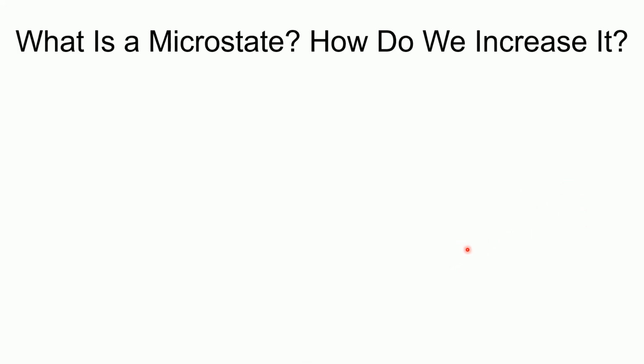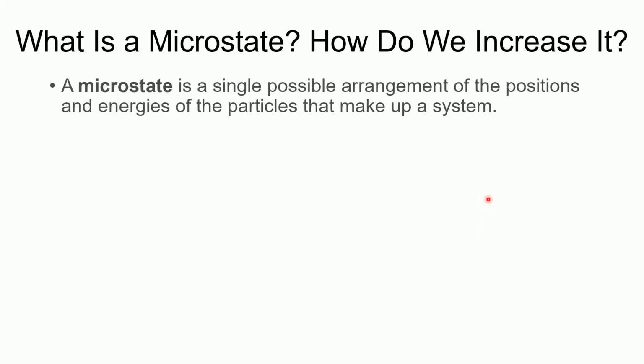So what is a microstate and how do we go about increasing it? Well, a microstate is a single possible arrangement of the positions and energies of the particles that make up a system. So that is what a microstate is. If you look at all the different ways that you can arrange the particles in a system and all the different ways that you can distribute energy to those particles in the system, the available energy, each of those ways is a microstate.